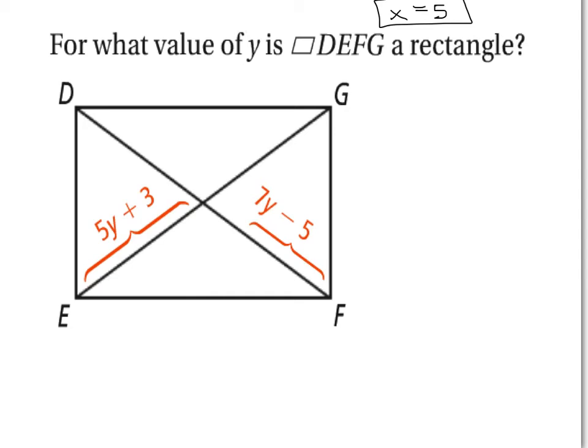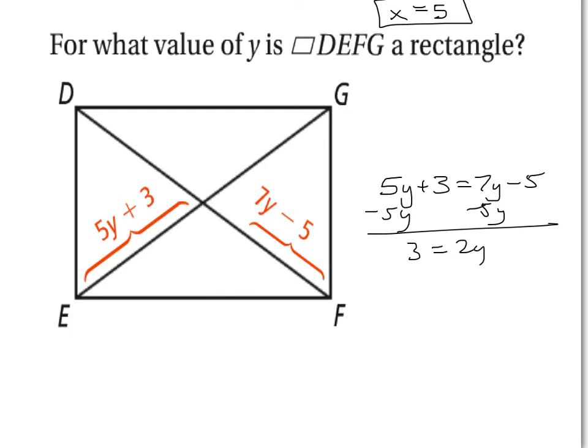Well, what they're giving you here has to deal with the diagonals, and you know that the diagonals are congruent to each other. You also know that if the diagonals are congruent, each part is going to be equal. So you can now say that 5y plus 3 is going to equal 7y minus 5. And when you solve it, you subtract 5y from each side. You get 3 equals 2y minus 5. Add 5, and 2y is going to now equal 8. And when you divide by 2, y is going to equal 4.